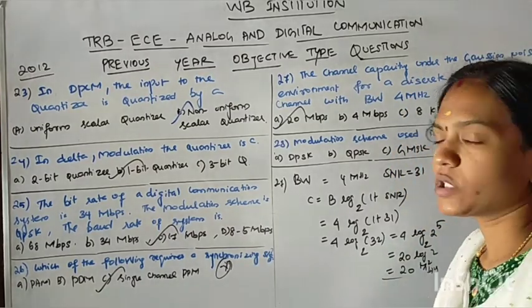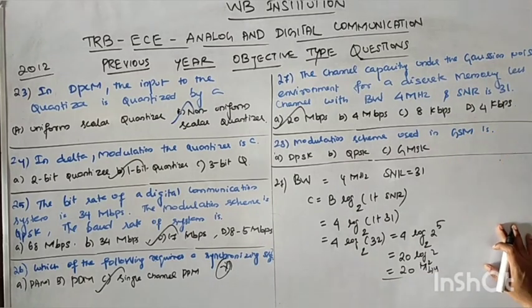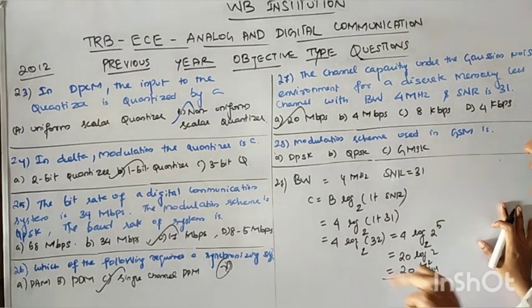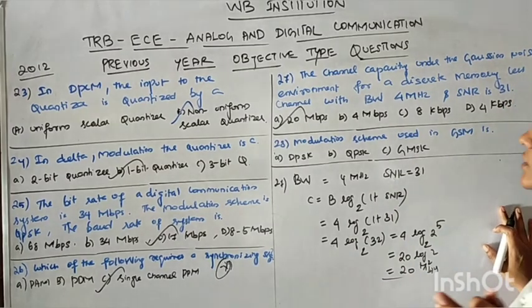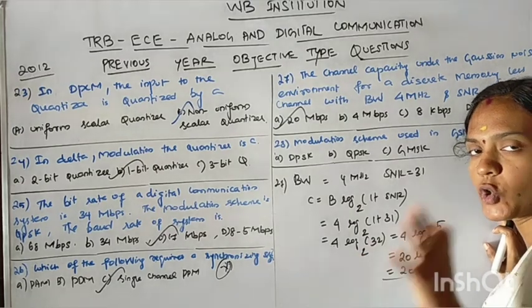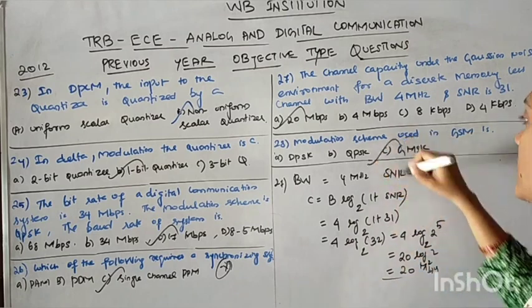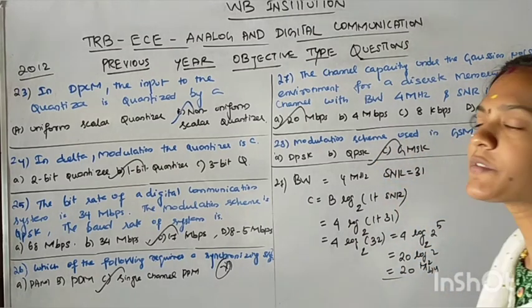So question 28. The modulation scheme used in GSM. This is a direct question. Answer C is the correct answer. In GSM, we use GMSK, Gaussian minimum shift keying. So option C is the correct answer, GMSK.